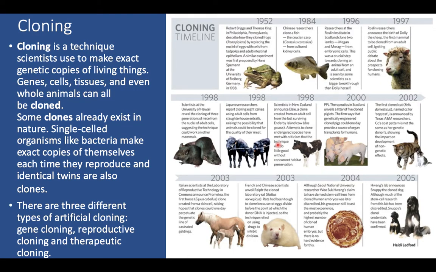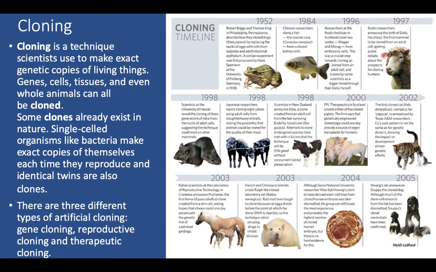All right, what is cloning? Cloning is a technique scientists use to make exact genetic copies of living things. We can make copies of genes, cells, tissues, and even whole organisms can be cloned. We know that nature can already make clones of their own. For example, bacteria can make exact copies of themselves. Also, identical twins are considered clones. And we know that there are different types of artificial cloning, known as gene cloning, reproductive cloning, and therapeutic cloning.